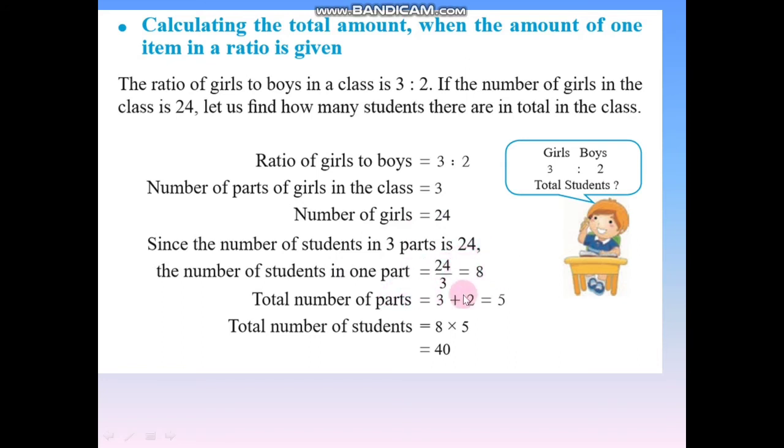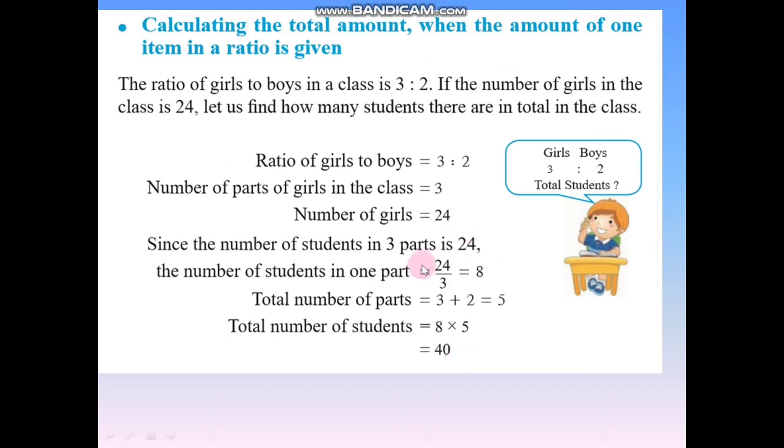Then how do we obtain the total number of parts? We add the terms in the ratio. 3 plus 2 is 5. So the total number of students is, we have to multiply 8 by 5, you get 40.